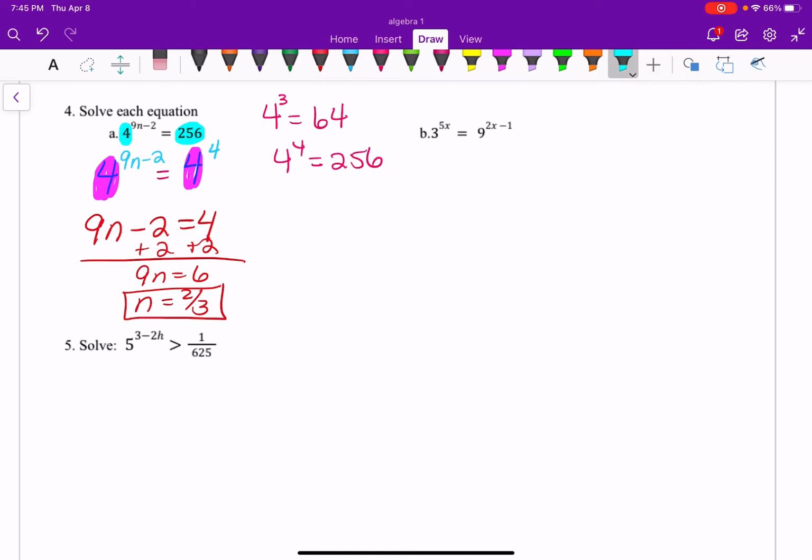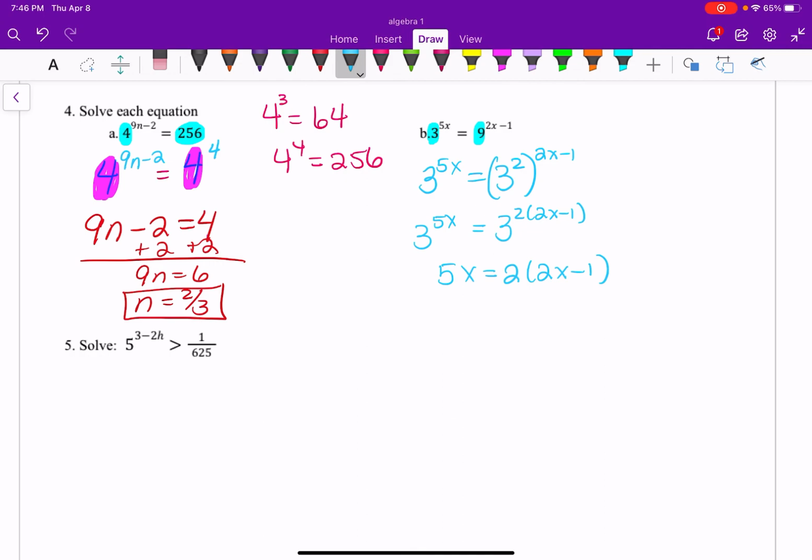So let's come to this next one. Here's our clue. We have a base of 3 and a 9. Well, if most of you remember, I'm going to keep the 3 over here, but I'm going to make 9 into 3 squared. So I'm replacing 9 with 3 squared because I want the base of 3, and that's 2x minus 1. Okay? Now remember, a power to a power like that means we're going to have multiplication there. So that's 2 times 2x minus 1. And then I have 3 to the 5x. So I can simply say that 5x equals 2 times 2x minus 1.